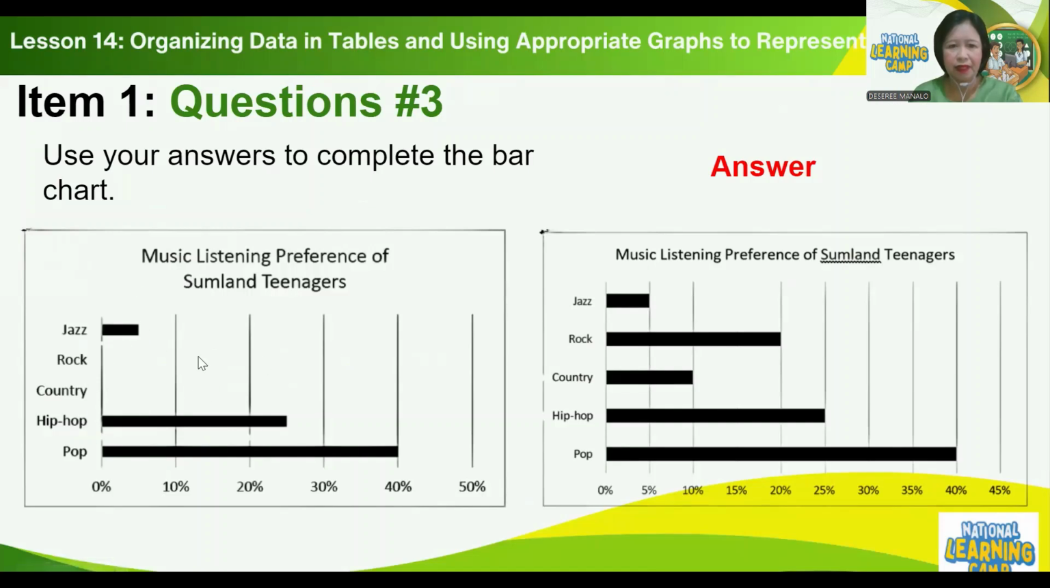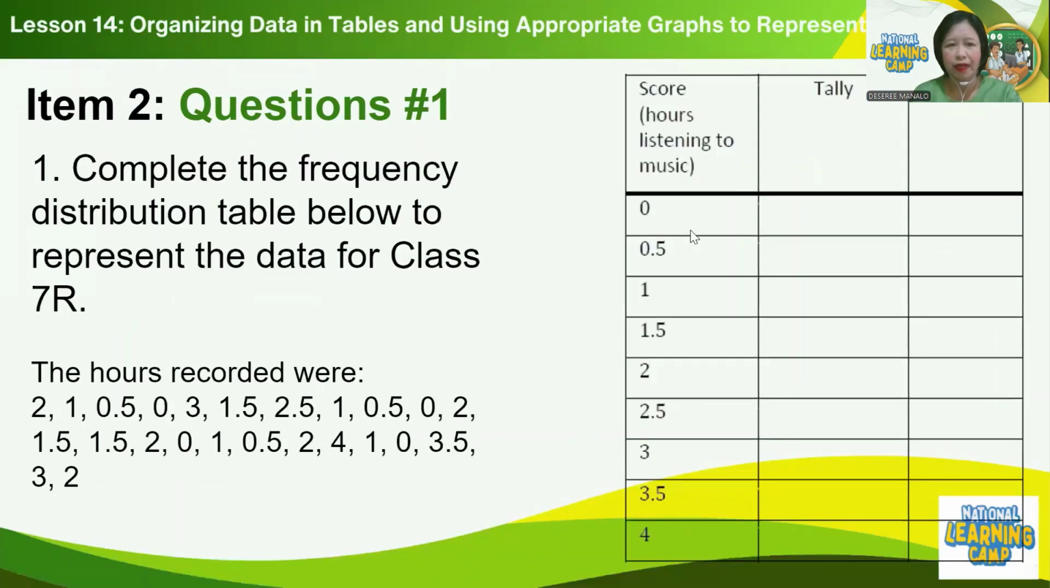This one on the left side is the incomplete chart. We don't have rock here and then the country. The answer on the right side shows rock with 20%, as we mentioned a while ago, and country with 10%. Item 2, question number 1. You can pause the video again to answer all questions.